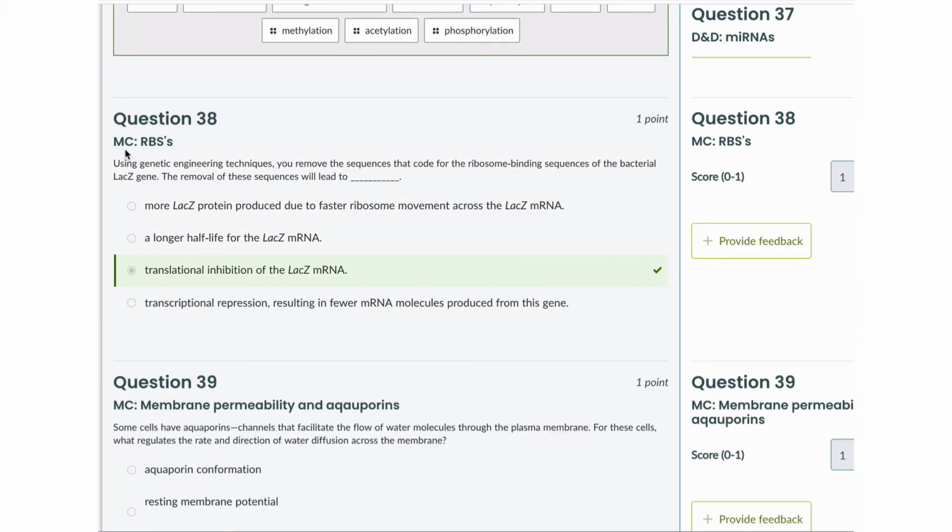Question 38, multiple choice about ribosomal binding sites. Using genetic engineering techniques, you remove the sequences that code for the ribosomal binding sequences of the bacterial LAC-Z gene. The removal of these sequences will lead to translational inhibition. If we don't have the ribosomal binding sequence in the mRNA, then you can't translate the mRNA.